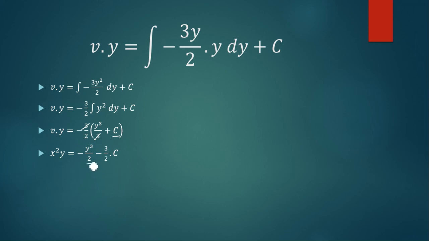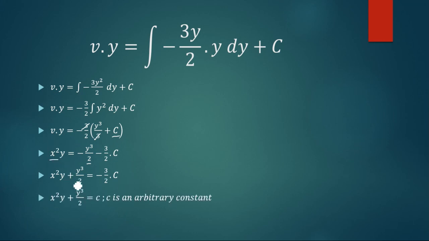Now we take this to the left hand side so that it is added, and I've put in the value of v, that is x square. So now this is your final equation, wherein c is minus 3 by 2 capital C. As C is an arbitrary constant, whenever you get C, you just put it as C1, C2, and mention it as an arbitrary constant, because a constant can be anything. So this is the final output. Hope you understood it.